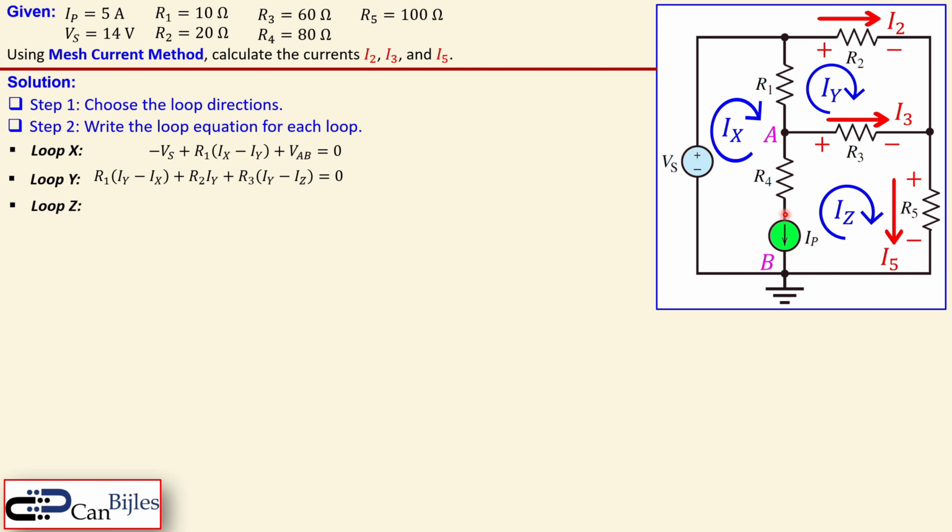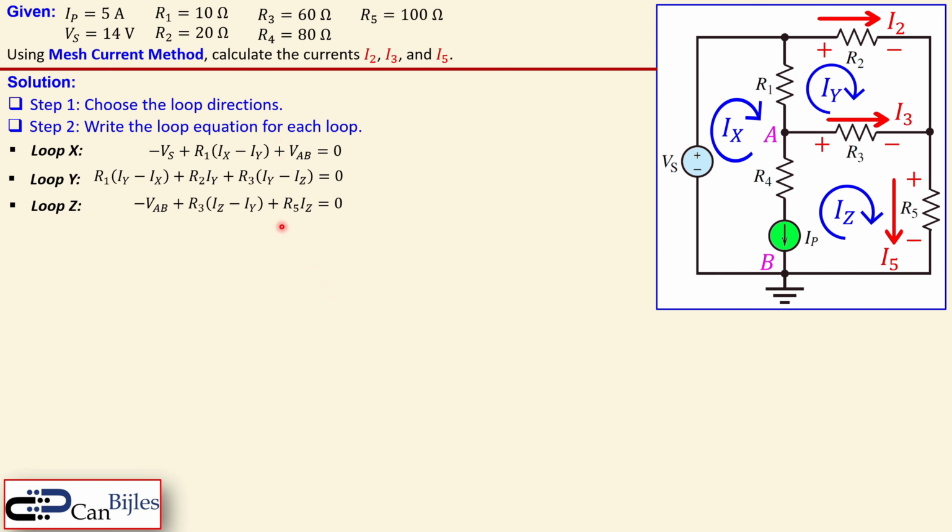The final one, Iz. We see here that we start, for example, here, it doesn't matter where you start, but if we start again from the ground, then it will be not plus VAB, but minus VAB, because now the potential is looking the other way. Then we have R3 times (Iz minus Iy), so the reverse of what we had before, and then R5 times Iz, and then again equal to 0. Now we have our 3 equations in symbolic form.